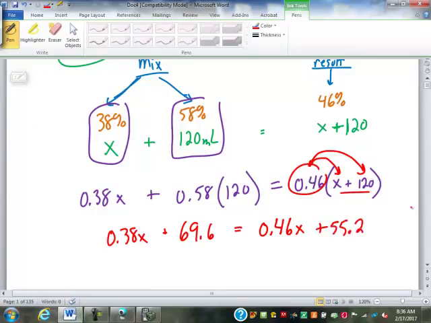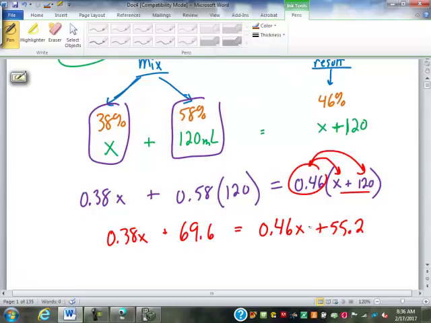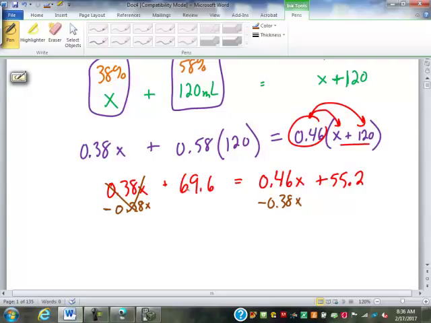So now I've reduced everything that I can on each side, but I notice that there is still an x on each side of the equation, so I have to get rid of one. So I'll get rid of the 0.38x on the left. That's the smaller one. I made that look like I was dividing, but really I'm subtracting 0.38x. So on the left here, the 0.38x is gone. I'm left with 69.6. On the right, 0.46x minus 0.38x is 0.08x. And we still have the positive 55.2.